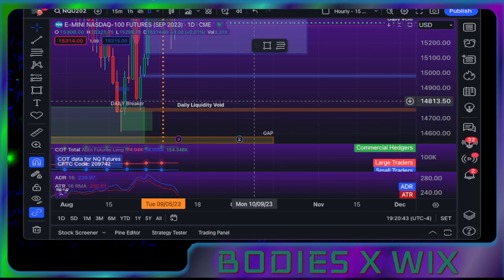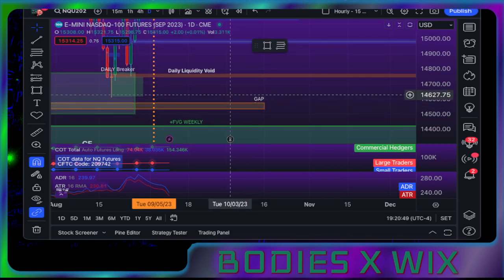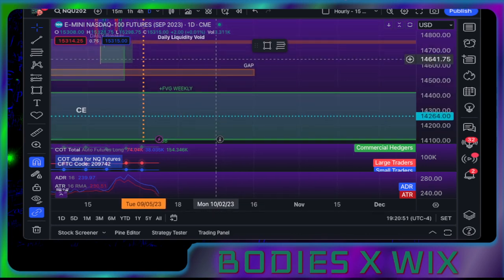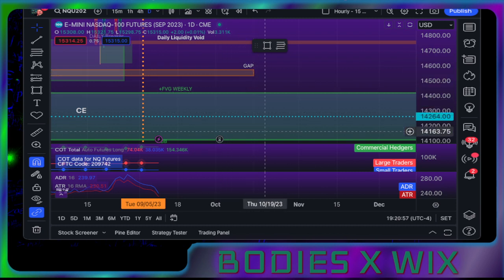Like I said, this daily liquidity void did reach into it. Not for sure if it's going to get back into it, but more than likely there's a possibility it will because of the fair value gap weekly that we do see down here reaching down into the low 14,000s on the Nasdaq. So that's all I got.